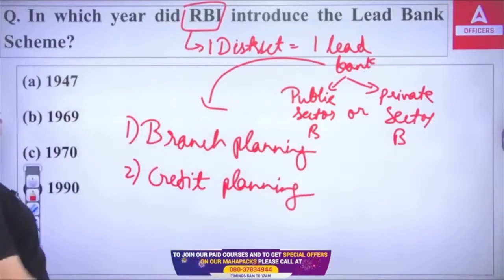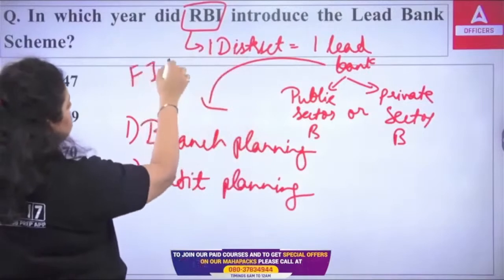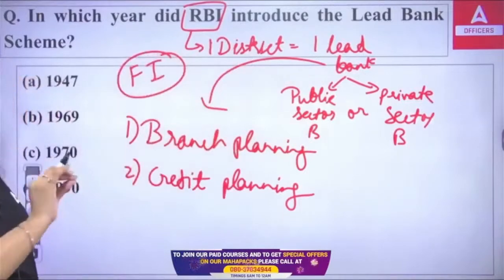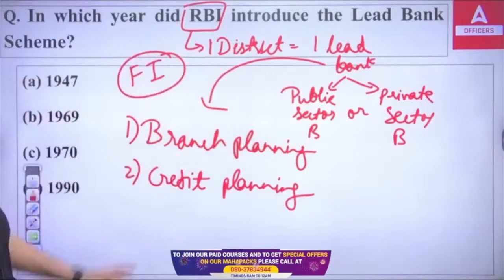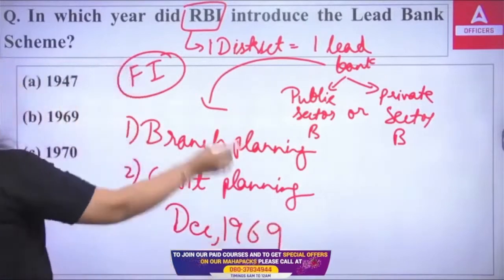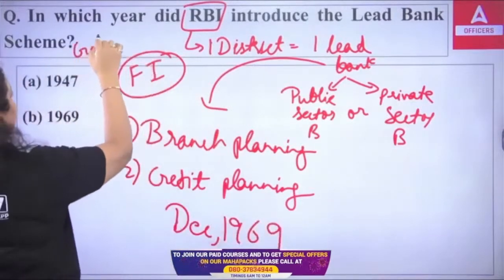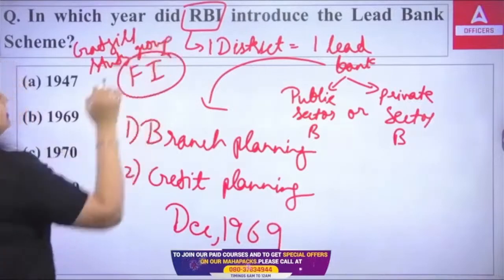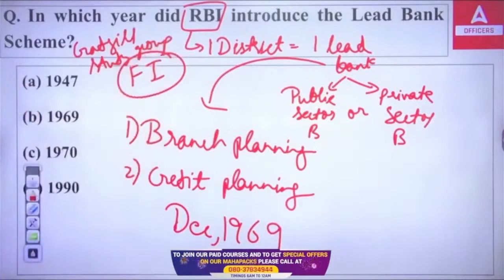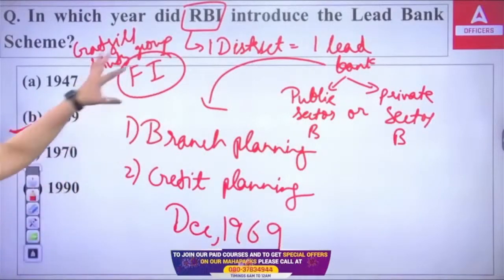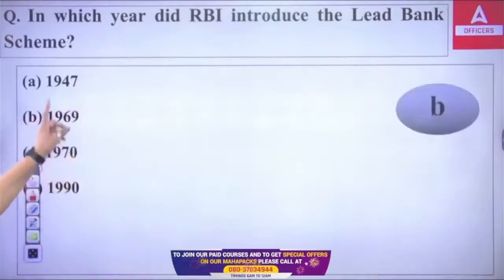Clear? So this is what we are talking about, the lead bank scheme. It is helping financial inclusion by having a particular lead bank in each district of the country, and that district lead bank focuses on branch expansion and credit plan. It was introduced in December, but in which year? In 1969. And the committee that introduced this was the Gadgil committee, or you can call it the Gadgil study group, both can be answered. The right answer is 1969. So the right answer is B.